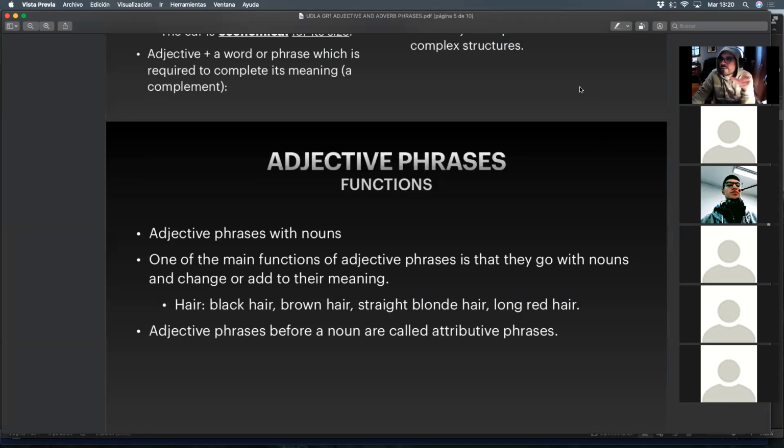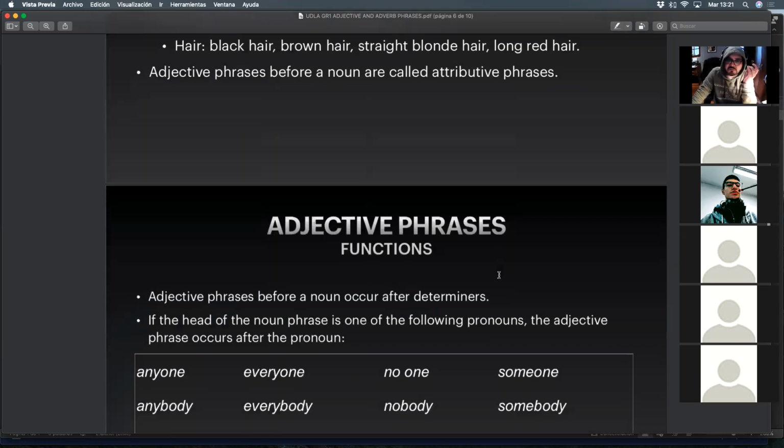So those are the examples, right? The ones I already gave you. I'm just going to read this. Adjective phrases, functions. Adjectives, phrases with nouns. One of the main functions of an adjective phrase is that they go with nouns and change or add to their meaning. Okay, we know that. Black hair, brown hair, straight, blonde hair, long, red hair, whatever. We already know that. And they are called, as it is expressed in here, attributive adjectives.